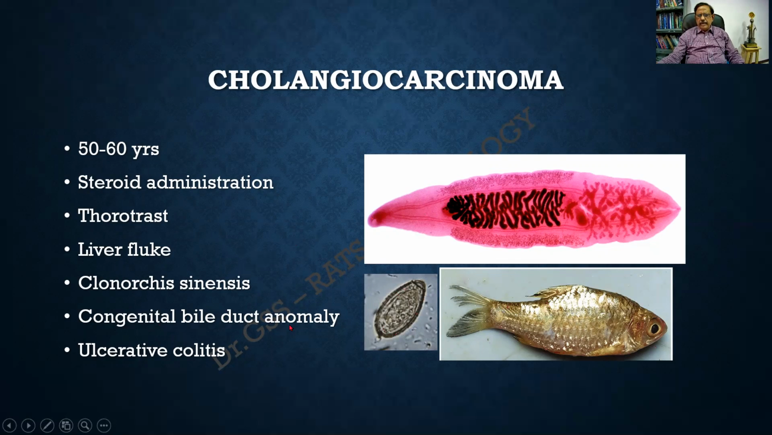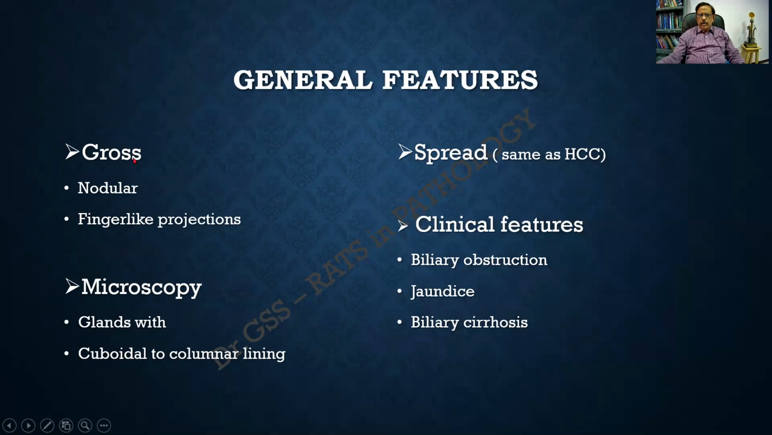Any congenital anomaly of the biliary duct, strangely, ulcerative colitis can be associated with cholangiocarcinoma. Always when you describe the cholangiocarcinoma, you score a point over others. So this is the etiology, and just one etiology I have highlighted. Grossly, the tumor can be nodular, or sometimes it can be having finger-like projections. Microscopically, the glands are well differentiated with cuboidal to columnar lining.